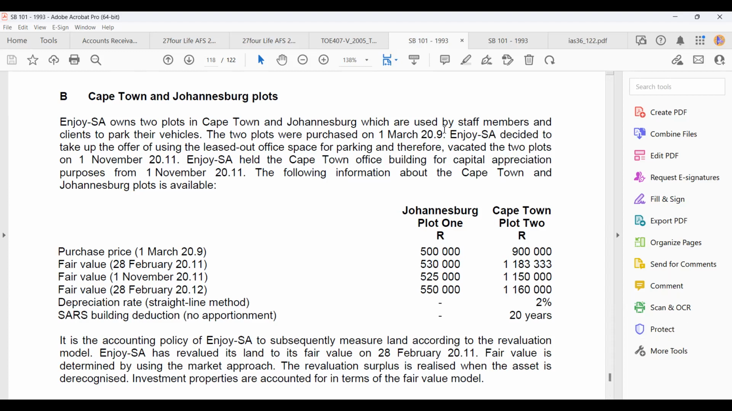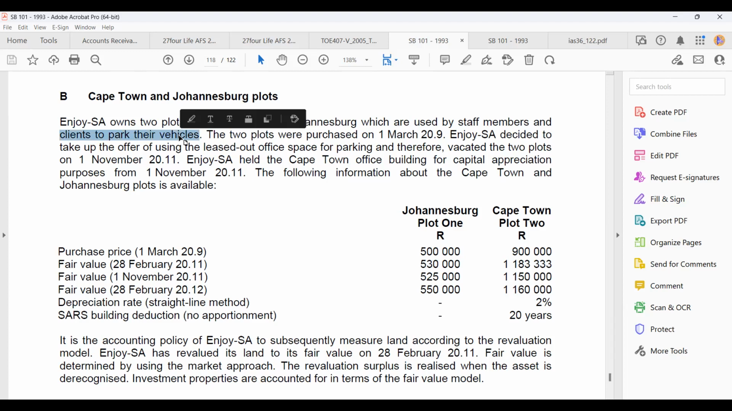It is used by staff members. So when it's owner occupied, then it is PPE. Used to park client vehicles, so we'll go through IAS 40. You will see investment properties to have a look what that is all about.